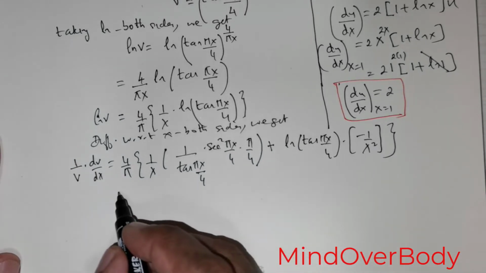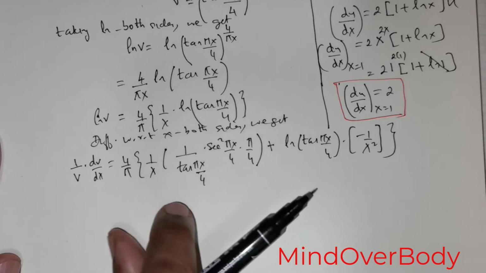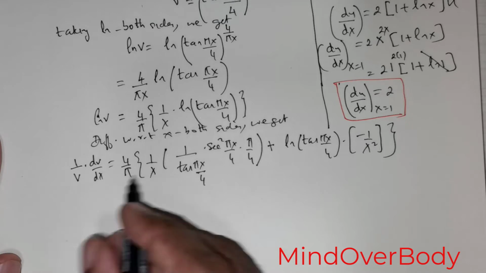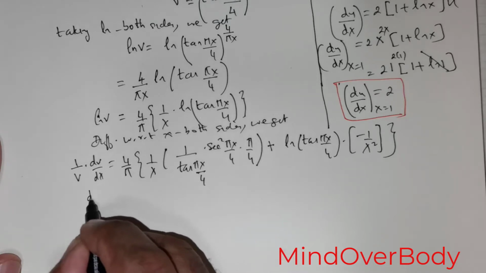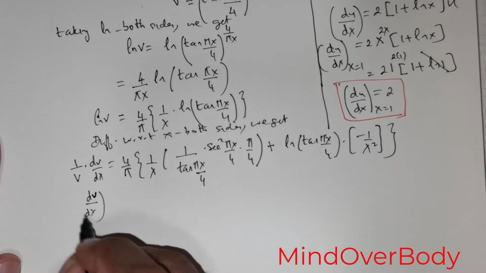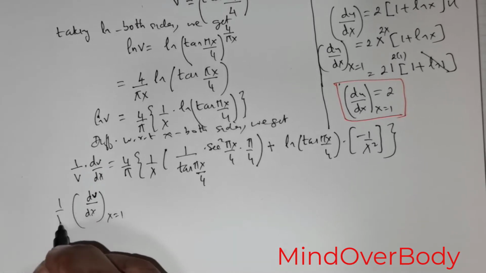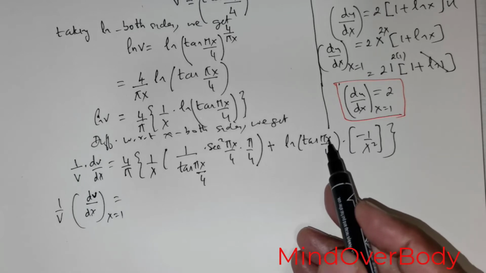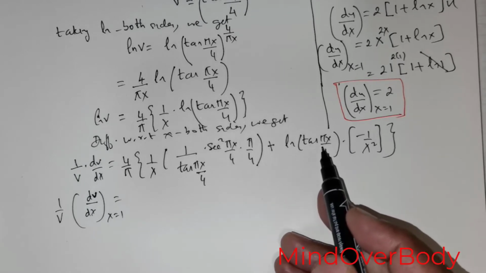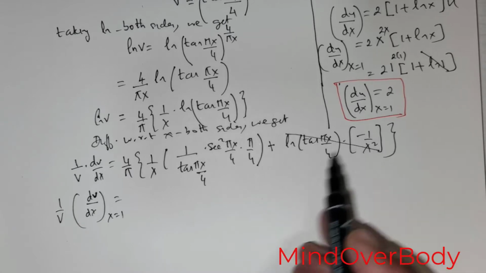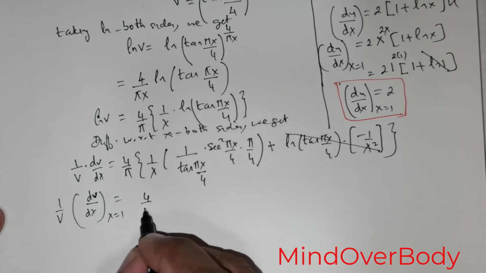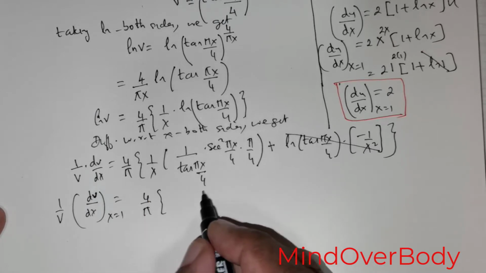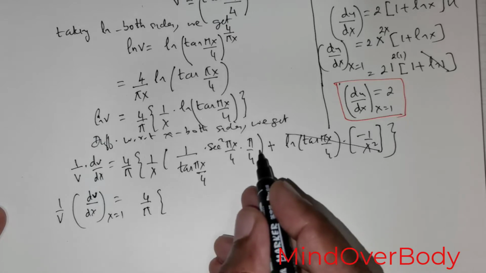Now clearly, before bringing pi over 4, let us find out dv over dx at x is equal to 1. Now at x is equal to 1, this is going to be pi over 4. Tan pi over 4 is 1. Ln of 1 will give us 0. So this term goes off. So all we got is 4 over pi, x is equal to 1. That's going to be 1 here. This is going to be pi over 4.